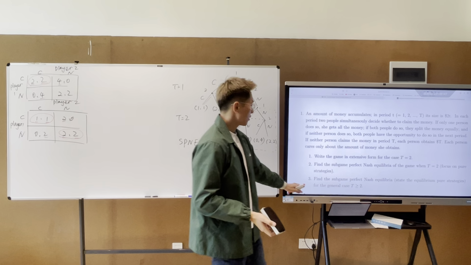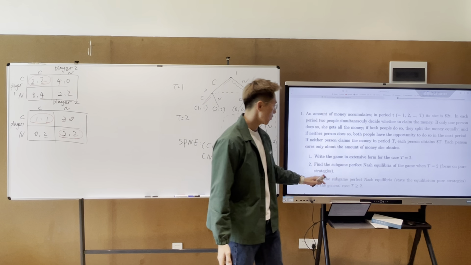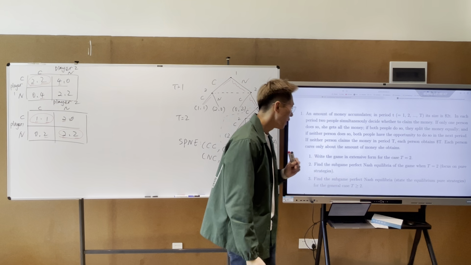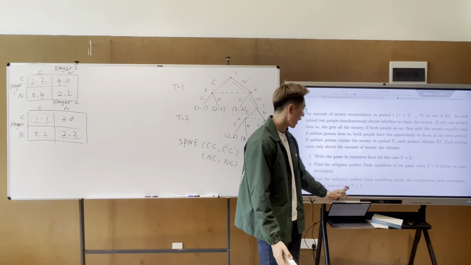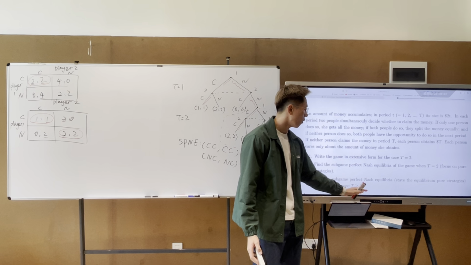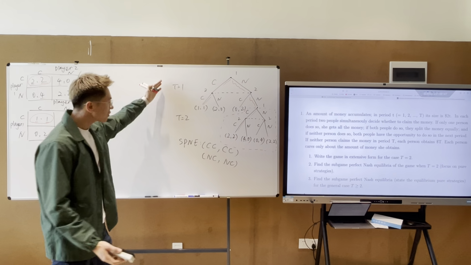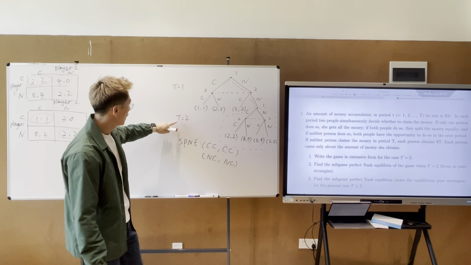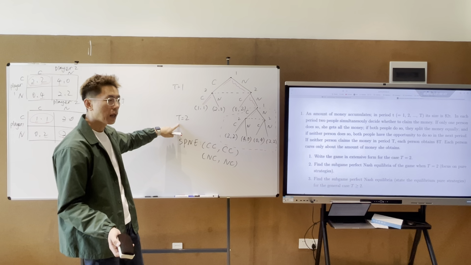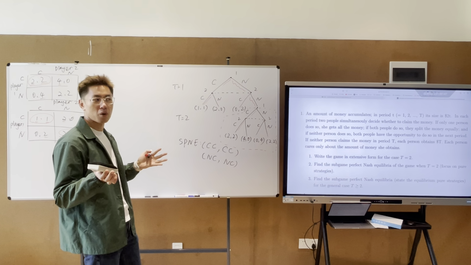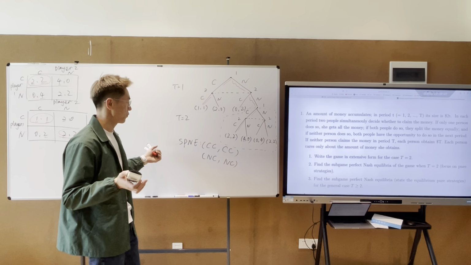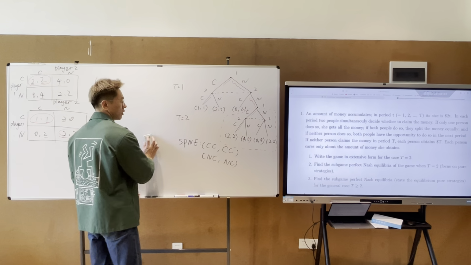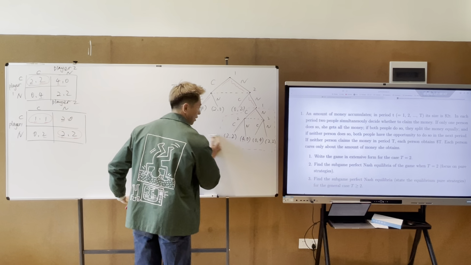And now we look at the third question. Find the subgame perfect Nash equilibria for the general case when t is equal to or larger than 2. So at this stage, we are still fixed in the case where t is only 2. We need to generalize our conclusion to t larger than 2.